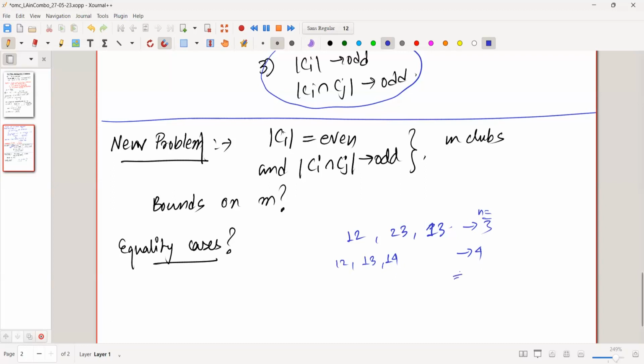So does that give you an idea of what the actual bound should look like? For 3, we found that when n equals 3, then m is at most 3. When n equals 4, m is also at most 3. Then what can you say about n equals 5?